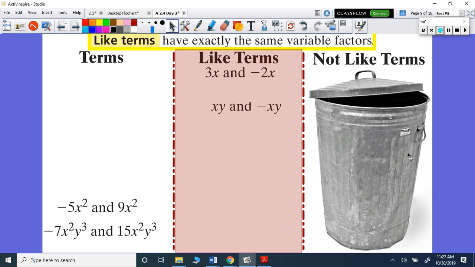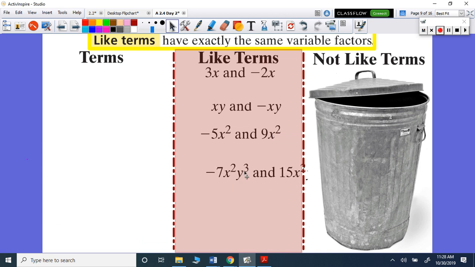How about the negative 5x squared and 9x squared? What do you think, Brennan? Like terms. Everything's identical. The numbers don't have to be, but the letters and exponents do. What about this one? Lily, do you think the x squares match up and the y to the thirds match up? All right, so when we have like terms, then you're allowed to add and subtract them.